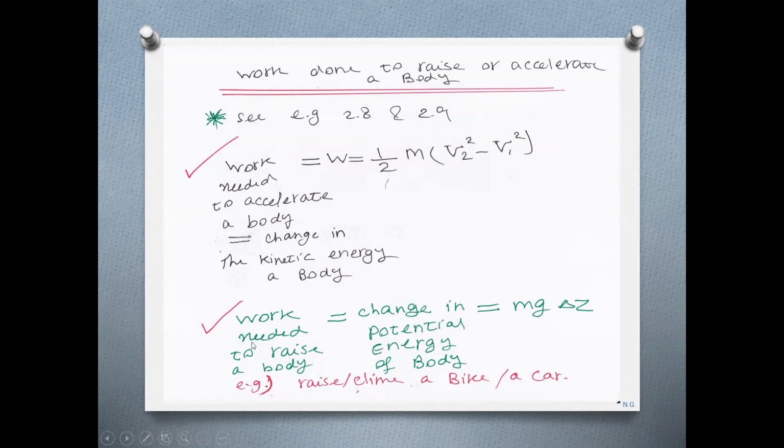And then if you raise the elevation of the body, the work needed to raise the elevation of the body is the same as the change in potential energy of the body. So if elevation changes by delta z, we go from z1 to z2, then the work you have done to change the elevation of the body is the same as the change in potential energy of the body, which is mg delta z. So that is how you calculate that.